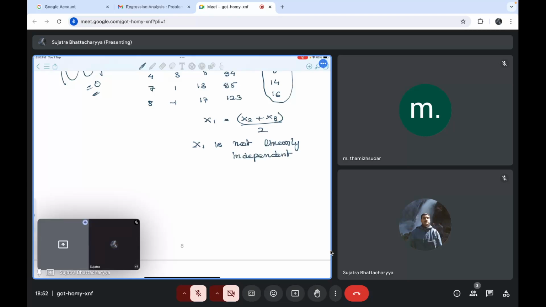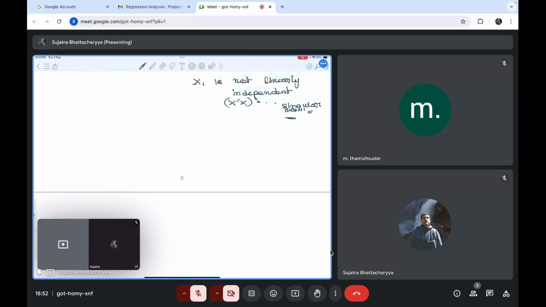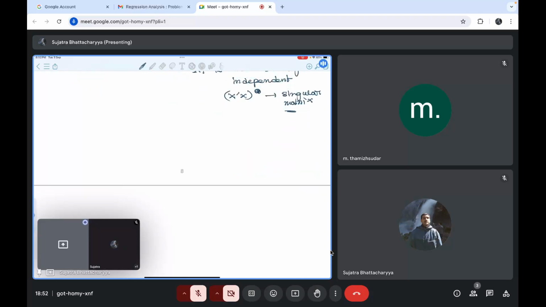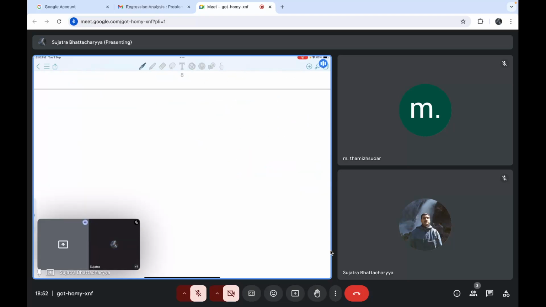And therefore, it is possible that this X prime X inverse, or X prime X is a singular matrix, or the inverse does not exist anyway. So this is an example of the multicollinearity problem. It's already been discussed. I have just taken the concept so that we can solve the questions.